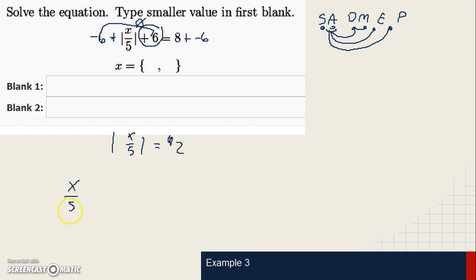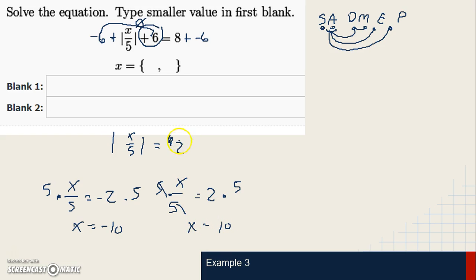So I'm going to do x over 5 equals negative 2, and x over 5 equals a positive 2. And I'm just going to use inverse operations to solve. The inverse of division is multiplication. I'm left with x here. Negative 2 times 5 is a negative 10. And I'm going to use the same inverse operation here to eliminate this 5 that's being divided. x equals a positive 10. Which of these two values is smaller? We're going to type in negative 10 first.